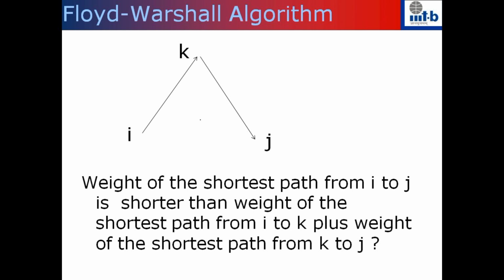In other words, when I want to go from i to j, does it make sense in visiting the vertex k and then going to the vertex j? If the weight of the shortest path that you have currently is greater than the weight of the shortest path from i to k plus the weight of the shortest path from k to j, then you update your shortest path from i to j to be the weight of the shortest path from i to k plus the weight of the shortest path from k to j. This is precisely what it does, enumerating over all possible values of i, j and k.